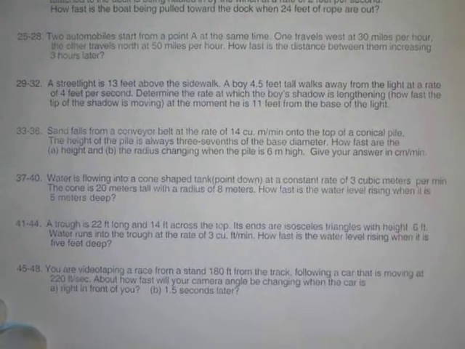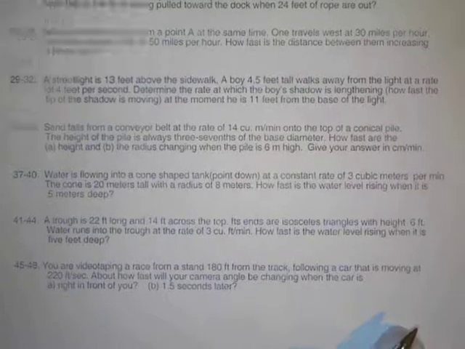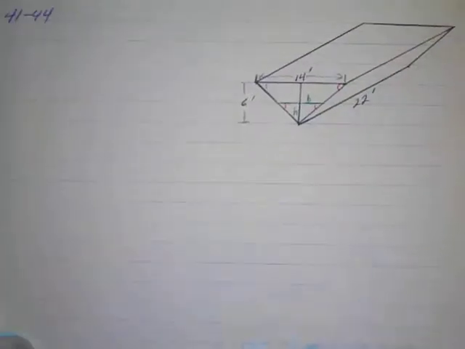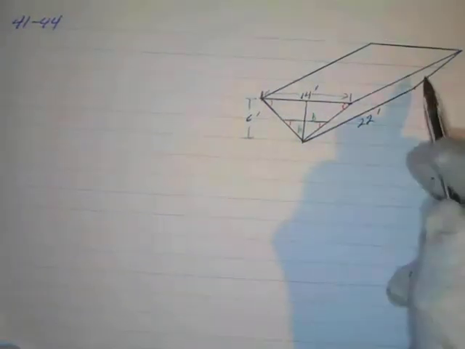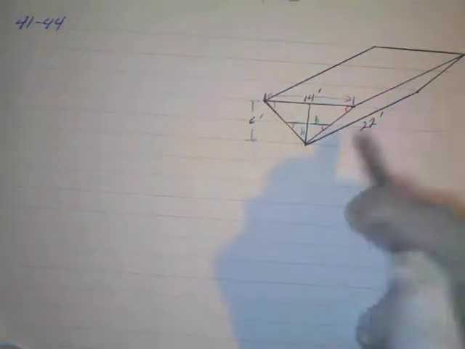So I used almost the same numbers I used for the cone. Okay, so let's take a look, and I'll do a sketch over here. And this is my trough. Now it's basically like a triangular prism. These are the bases and this is the height.